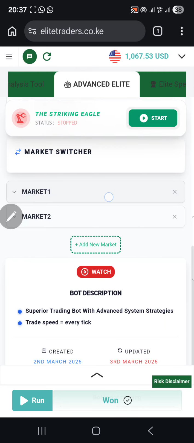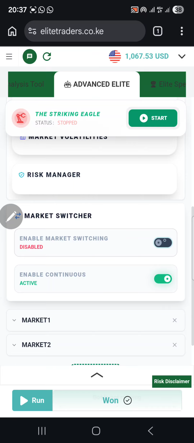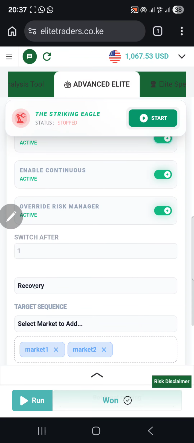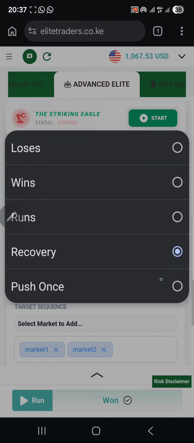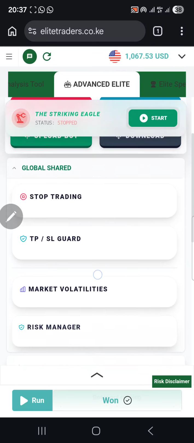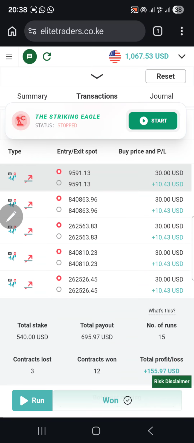Now, how will market 1 and market 2 interact? That's where the market switcher comes in. You can see by default it is enabled. If you go to this part, you can see we are using the recovery mode. That means the robot will be trading market 1. If we lose, it switches to market 2. Once we make a recovery, it switches back to market 1. It's that simple. We call it the Striking Eagle, trading over/unders, mainly over 2 with over 4 recovery. You can see the results that we got.